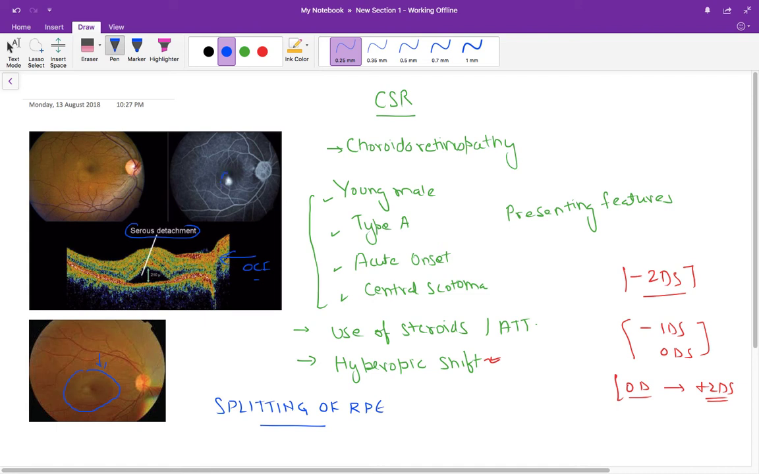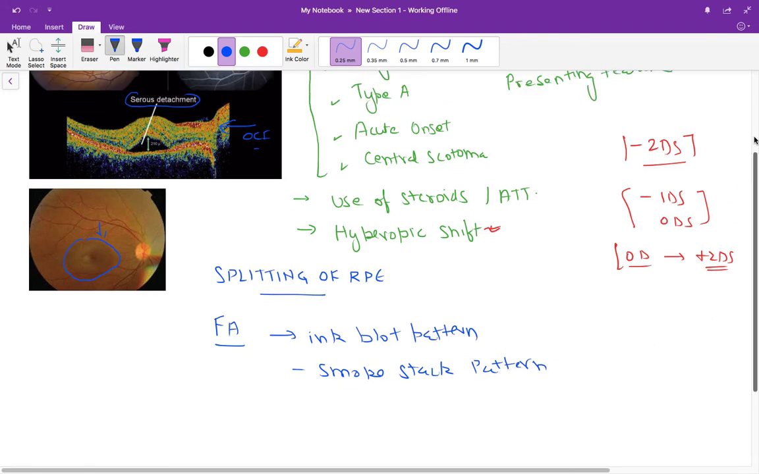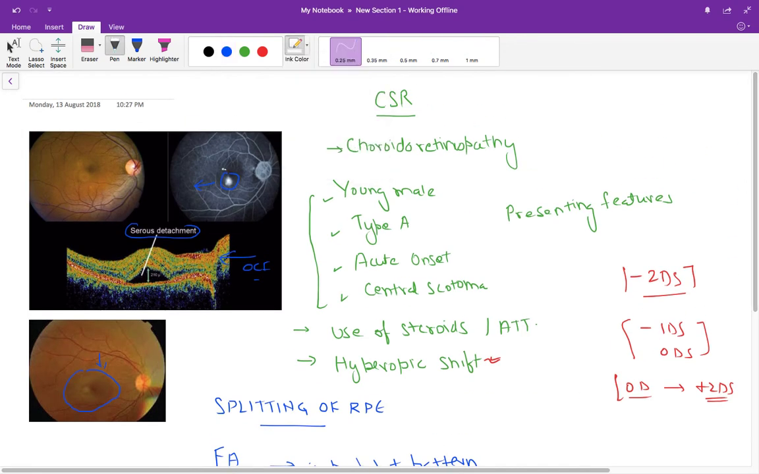And on FA, can you see this pattern? So there are two patterns that you can see on fluorescein angiography that can be asked in your exam. One is an ink blot pattern, or there can be a smokestack pattern. So what happens in smokestack pattern? If you can remember this figure, there can be a leakage that is seen above the macula. So this can be a smokestack pattern. This is the ink blot pattern.